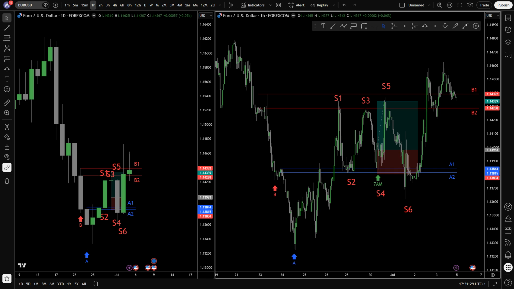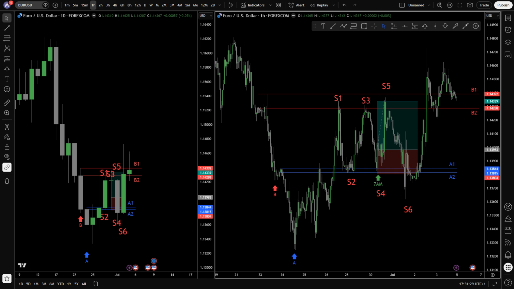Price then moved to S3, but notice it failed to make a meaningful break below S1. Next, price pulled back to S4. Even though S2 had acted as strong support before, we also need to consider the market structure. Since S3 had already traded below S1, the probability of S4 breaking below S2 increased.